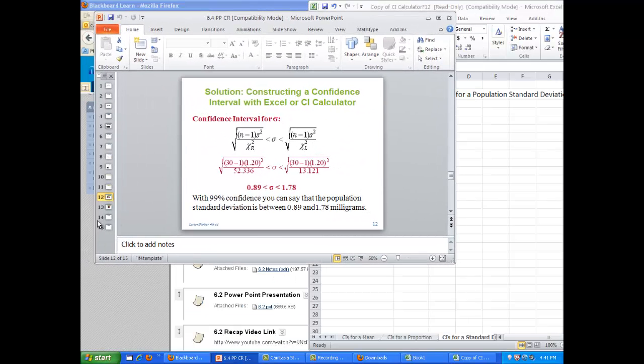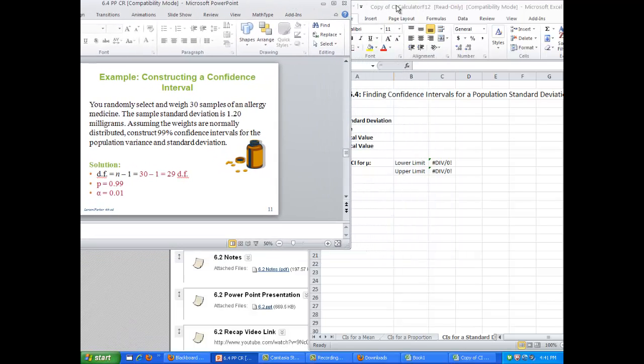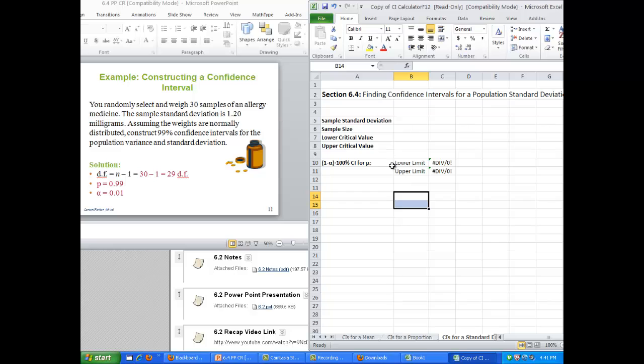And let's look at that information that they just gave us. So we have 30 samples, so that is our sample size. Our standard deviation is 1.2. And now we need to find our critical values. That is what we just did.